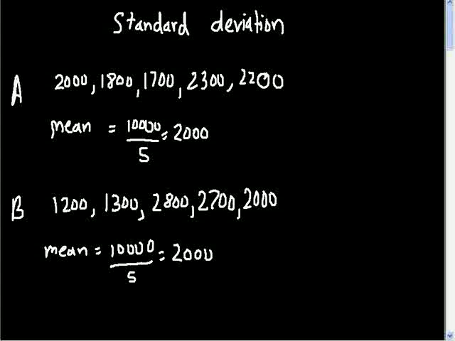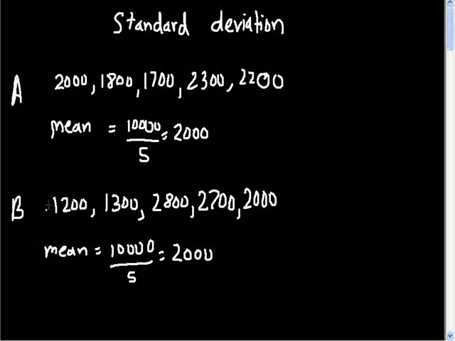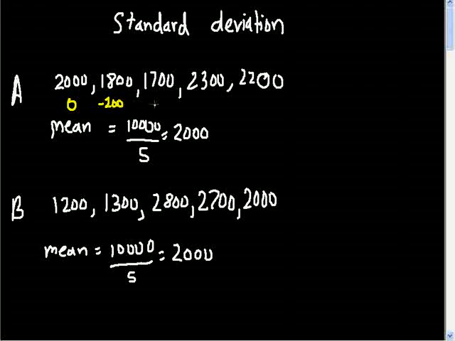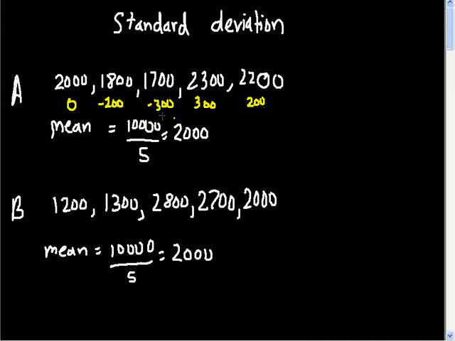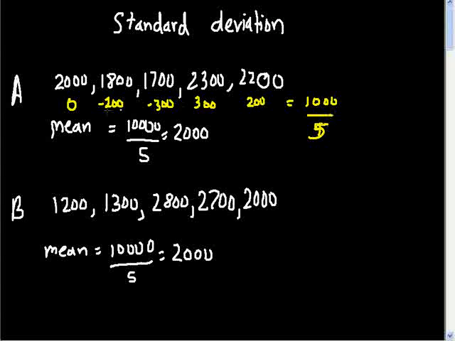Now the standard deviation is basically the average deviation of each of these points from the mean. The deviation between 2000 and 2000 is 0, this is minus 200, this is minus 300, 300, this is 200. The problem is if you add all of this up, you get 0 for the deviation. So we disregard the negative sign, and we get 1000. You divide that by 5, since you've got 5 points there, so the average deviation is 200.